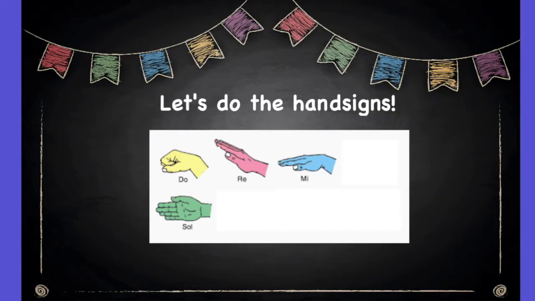So what I'd like us to do now is we're going to use hand signs. So solfege has these hand signs that go along with them. Do, re, mi, and so are right there. So we can use our hands to show the solfege as we sing it. Let's do that with those phrases now.